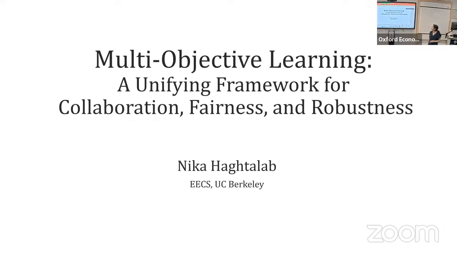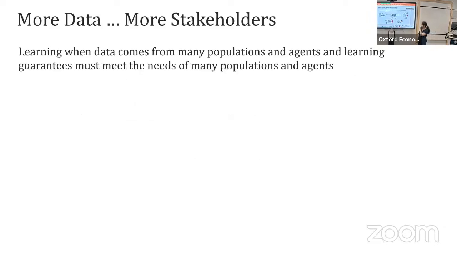I'm gonna be talking about multi-objective learning, and especially what I want to present is one unifying perspective on a lot of different types of problems that are of importance to fairness, collaboration, and robustness. So why are these problems coming to be more and more important?